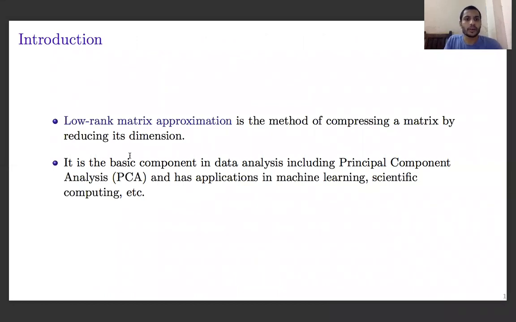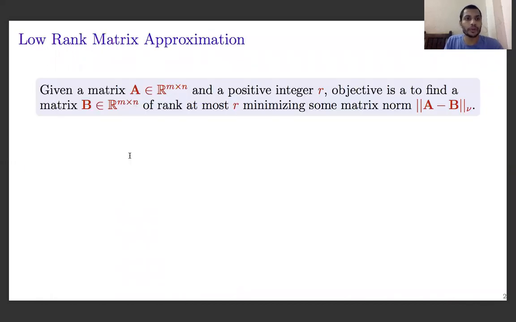And what is low rank matrix approximation? It's a method of compressing a matrix by reducing its dimension. It is a basic component in data analysis, including PCA, and it has many applications in machine learning, scientific computing, etc. And what is this low rank matrix approximation problem? Here we are given a matrix of order m times n over the real field and a positive integer r, and the objective is to find a matrix B of the same order but rank at most r, minimizing some matrix norm of A minus B.